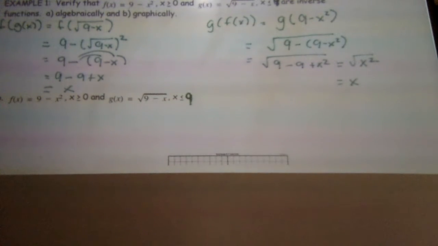B, graphically, and we've got these graphing calculators here. Let's just plug them in. Y equals, first one is 9 minus x squared. Second one is the square root of 9 minus x. And let's do Zoom standard. Let's do Zoom 6.